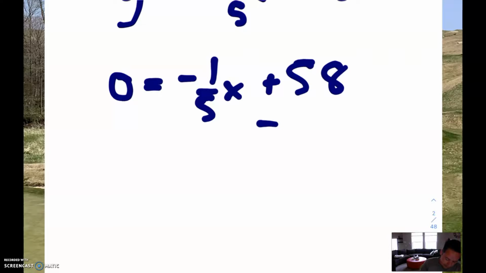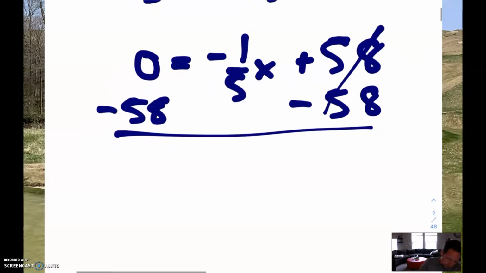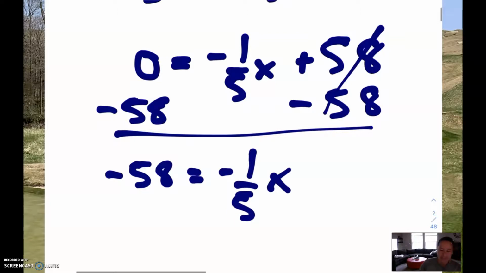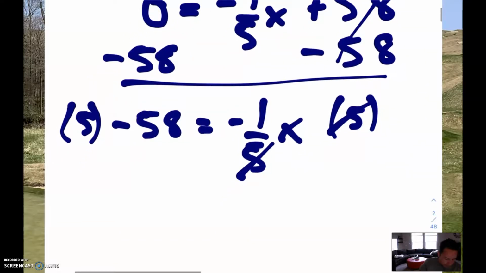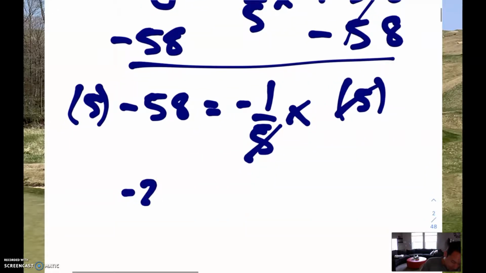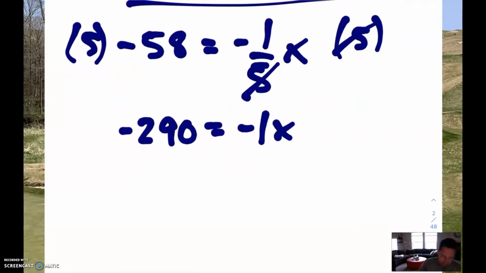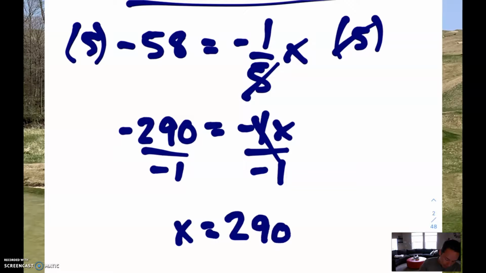So let's get rid of the 58. We're going to subtract 58 from both sides. And we get negative 58 equals negative 1 over 5x. Let's get rid of that 5 on the bottom. We can multiply by 5 over here and 5 over here. That goes away. And if we take 5 times negative 58, that's going to give us negative 290 equals negative 1x. And then we have to divide. We'll divide by negative 1. And we get x equals a positive 290.